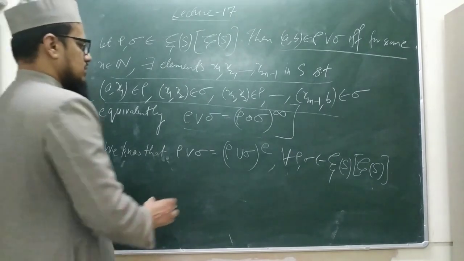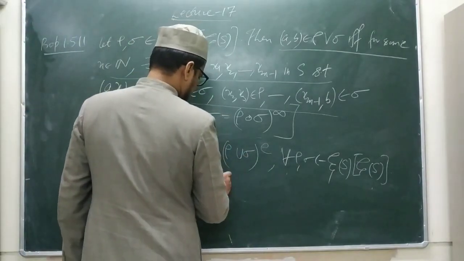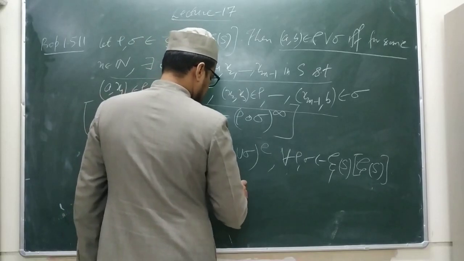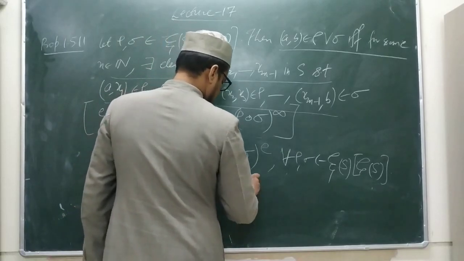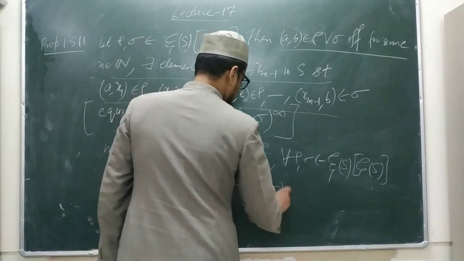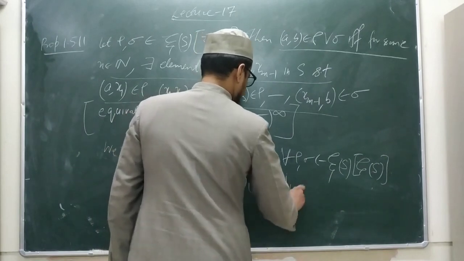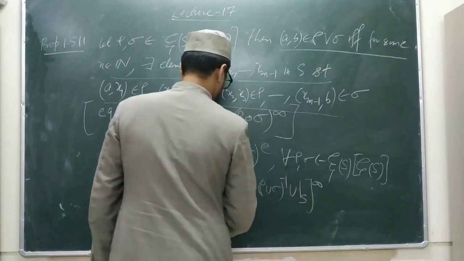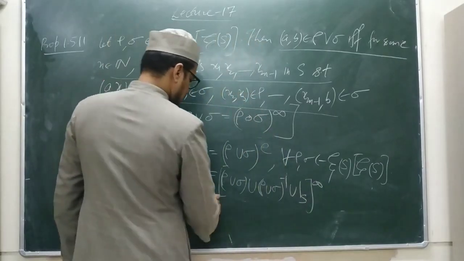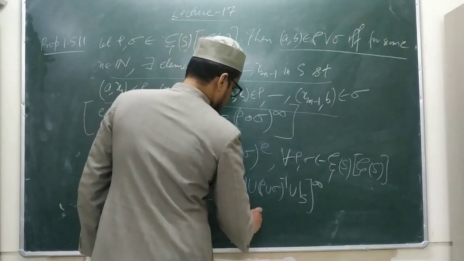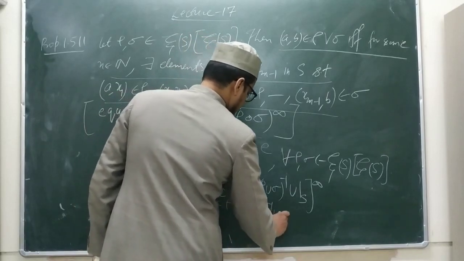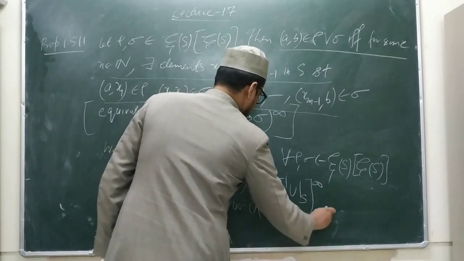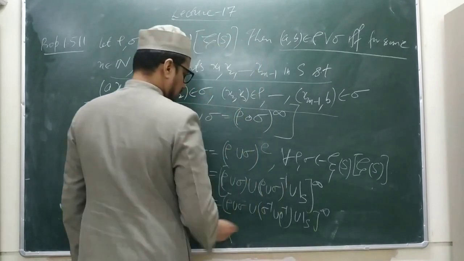And basically what is this? This is equal to what? Rho union sigma union rho union sigma inverse union 1s infinity whole power infinity. Correct? So this is rho union sigma inverse union rho inverse union 1s infinity. Correct? Now what is rho inverse?